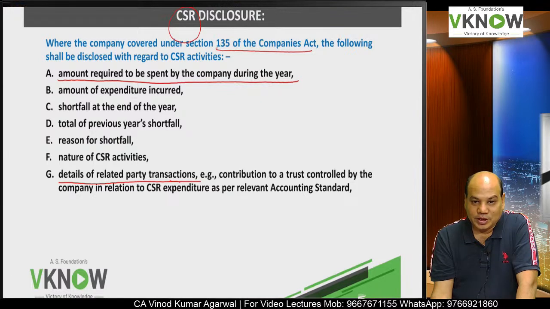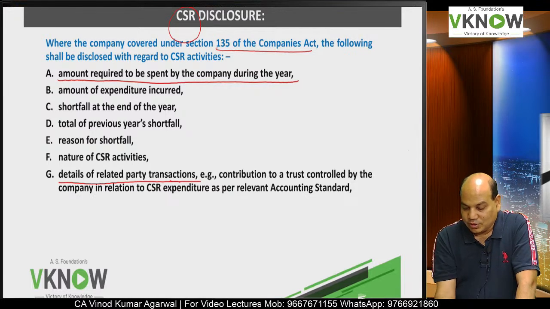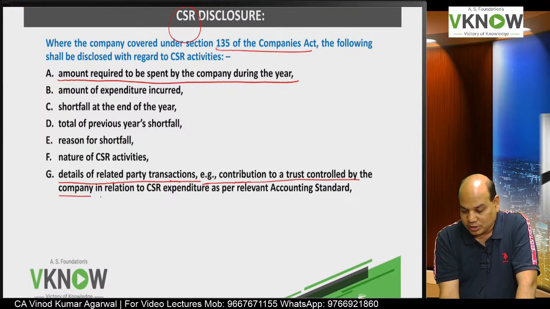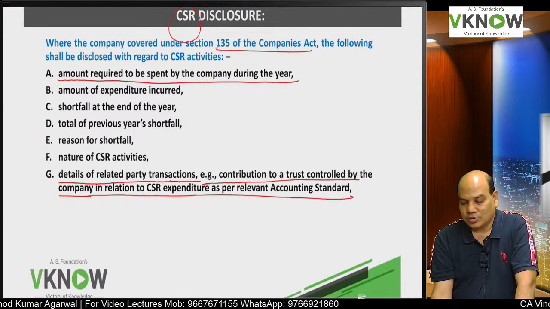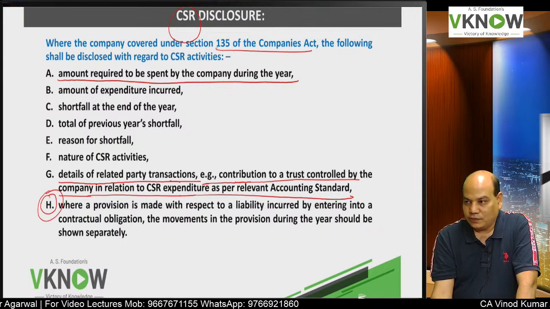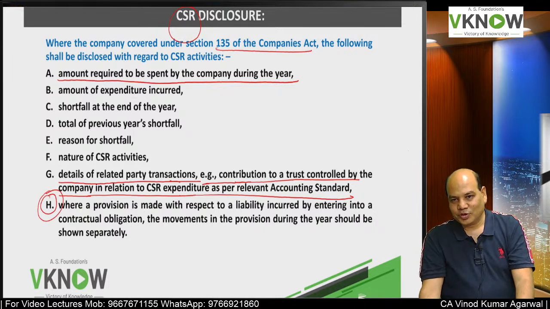Details of related party disclosure, and they are forcing you to make that payment. It's a requirement. So you have to disclose any payment to a related party, contribution to a trust controlled by the company in relation to CSR expenditure as per the relevant accounting standard. So that is now an official channel to siphon off funds from the company. So in some cases, not every time.